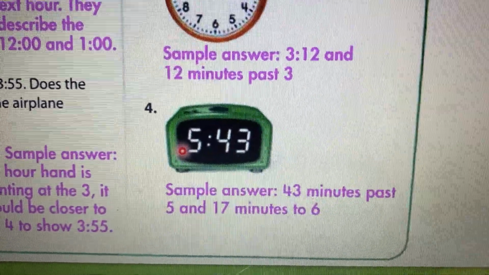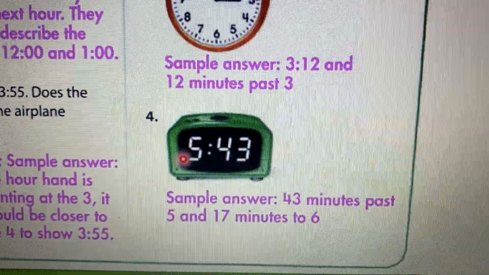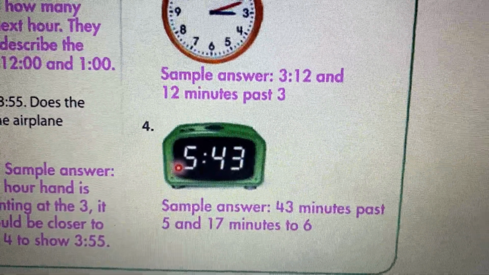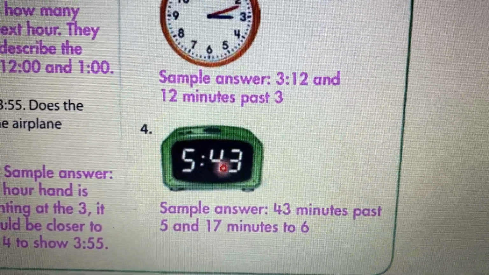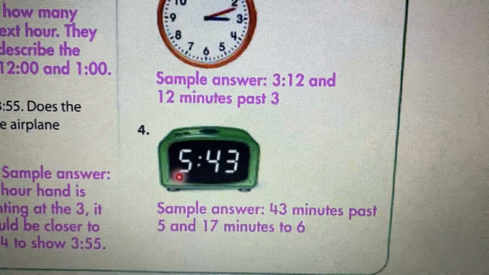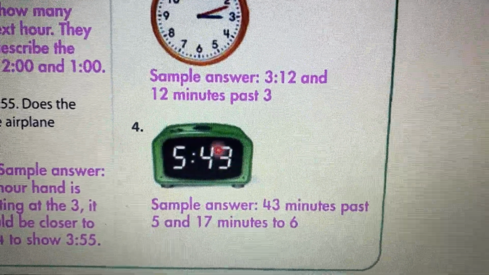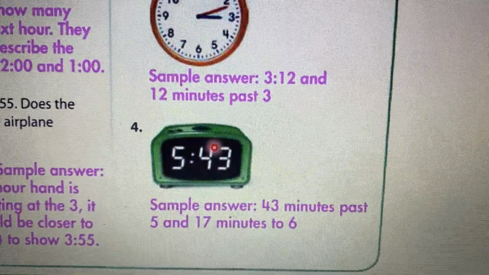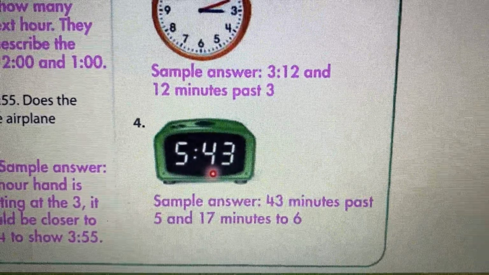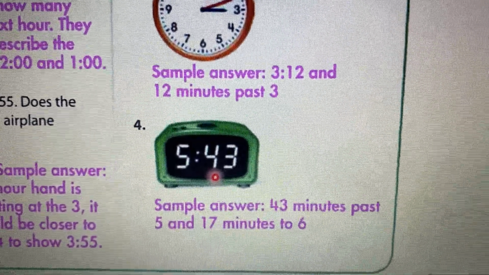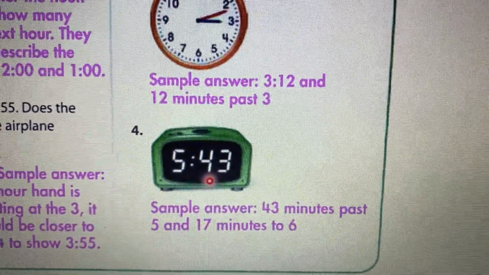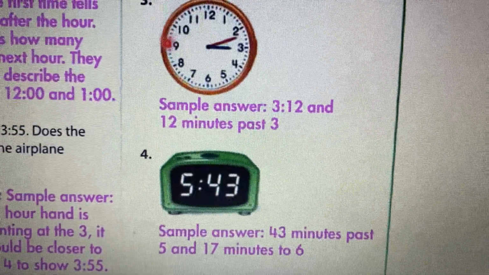Okay, now look at this digital clock. 5 and 43 minutes. I can say 43 minutes past 5. Or I can say how many minutes I still have from 43 till 60. Okay, let's make 43 into 45. Count with me: 43, 44, 45. Stop, I have 2. So 45 is here.